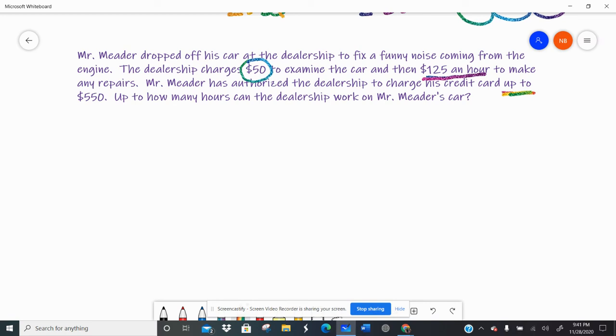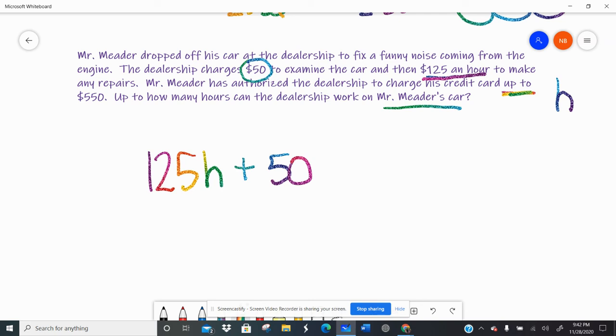Up to how many hours can the dealership work on Mr. Meter's car? So we want to figure out how long can they work on his car. So we're going to use h to represent the hours. All right, so let's think about what's happening. All right, $125 per hour, right? That's how much they cost to work on his car, plus $50 to examine it, right? So there's one half of our inequality.